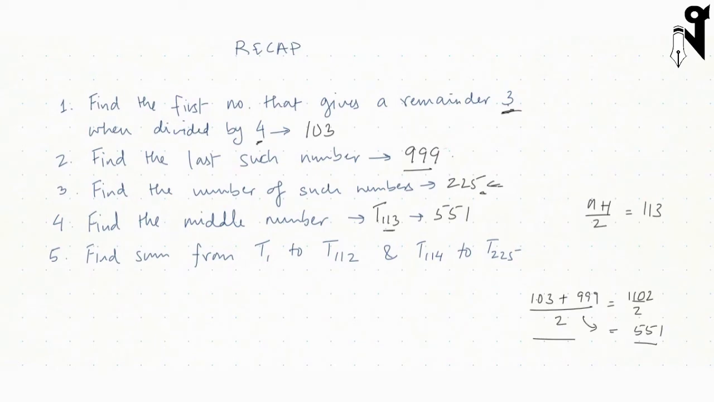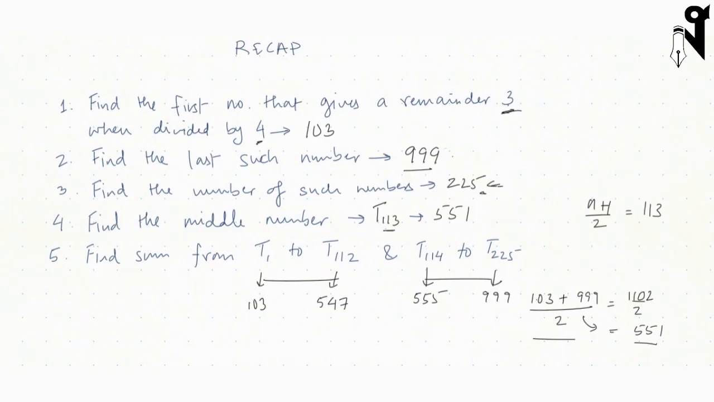Now, after getting the middlemost number, we have to find the sum of numbers from T1 to T112 and T114 to T225 by constructing two different APs. In the first AP, T1 remains 103 and the last term becomes 547. In the second AP, the first term becomes 555 and the last term is 999.